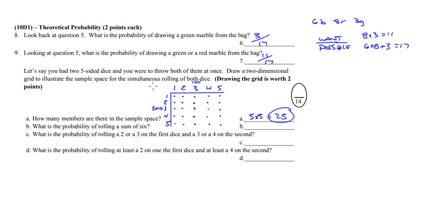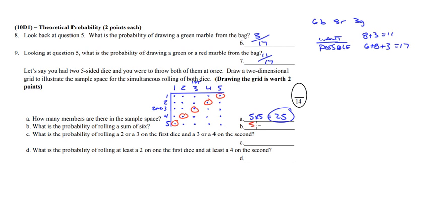So what we'd want to do here is start figuring out how we could roll a 6. We could get a 1 and a 5. That will give us a 6. 4 and 2 would give us 6. 3 and 3 would give us 6. 4 and 2 would give us 6. And 5 and 1 would give us 6. There's 1, 2, 3, 4, 5.